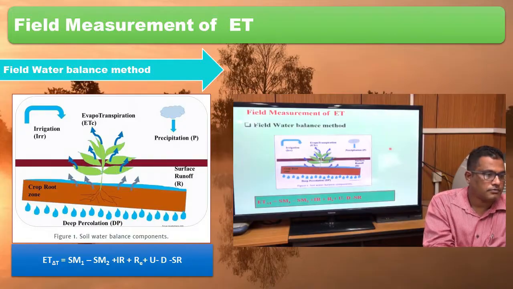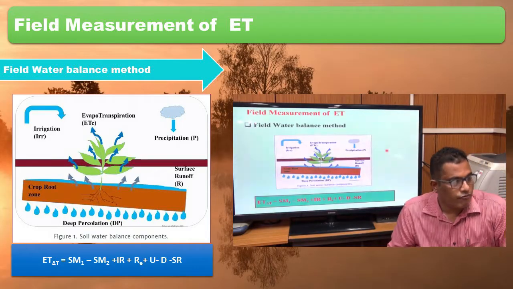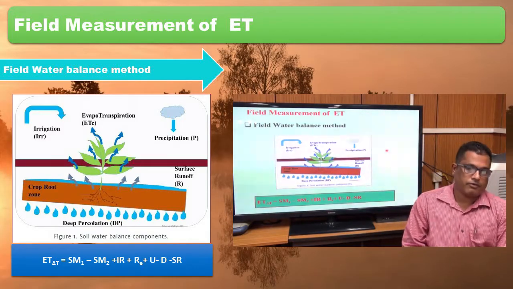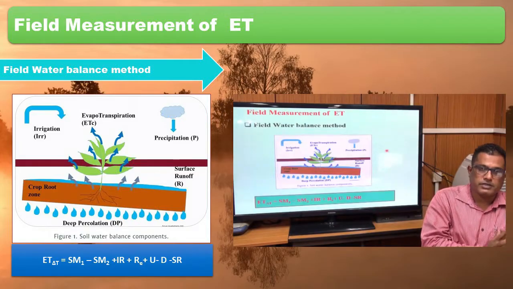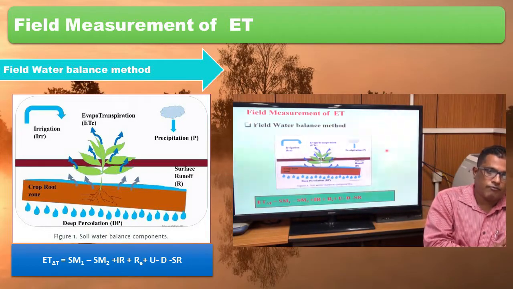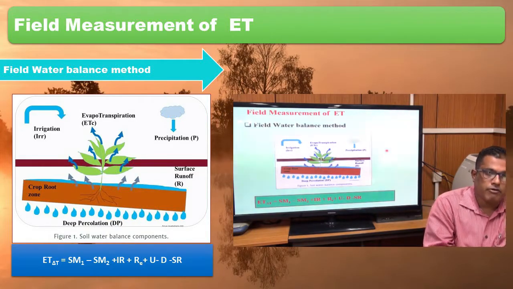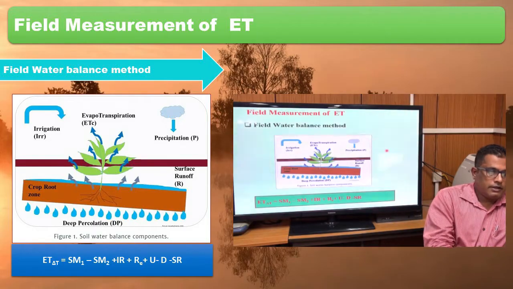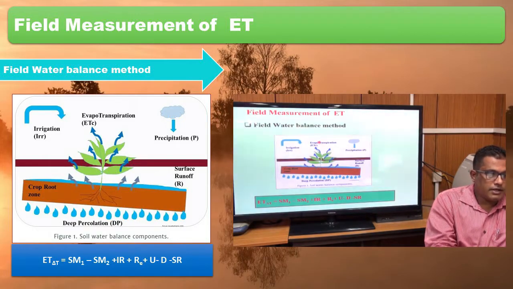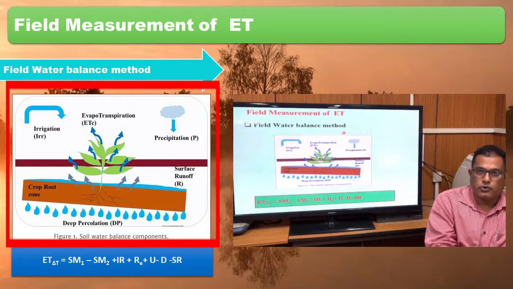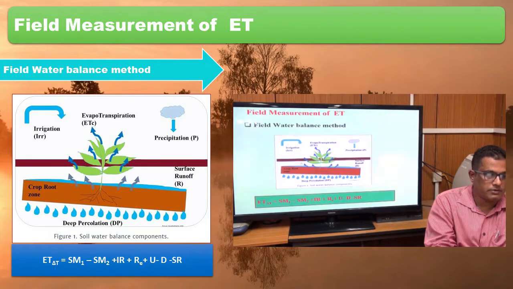And we are talking about the measurement of ET, direct method. There is one, field measurement of ET. In field measurement, what we do is we isolate that place from where we have to determine the evapotranspiration. There we take the water balance approach. See, this is your crop surface, the place where we have isolated.